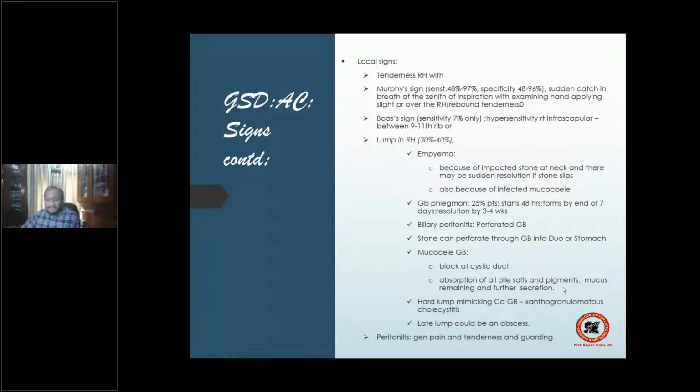A hard lump mimicking carcinoma gallbladder is a definite entity, and it is very characteristic of either carcinoma of the gallbladder or a differential diagnosis of acute cholecystitis known as xanthogranulomatous cholecystitis. So you can have a hard lump in post-acute cholecystitis because of a phlegmon. If it is even harder, then it's probably xanthogranulomatous cholecystitis. And a late lump appearing in the right hypochondrium could be an abscess. Peritonitis, we already talked about that, right?